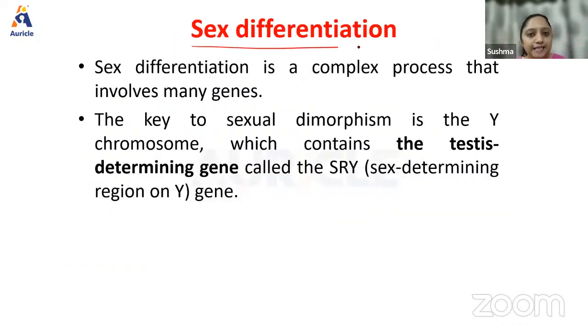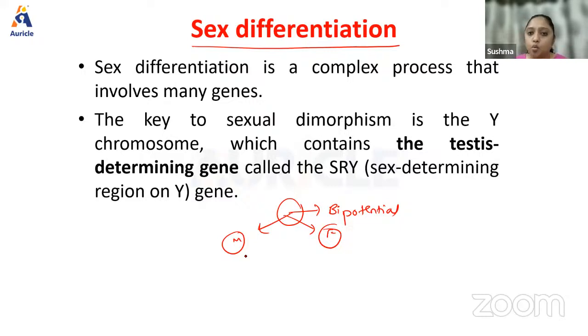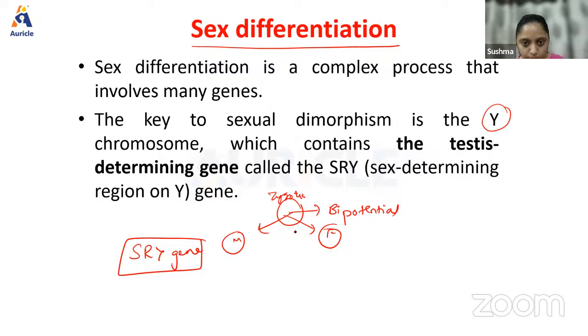Now, let's look at how sex differentiation actually takes place. I told you the embryo that is formed is bipotential, correct? It can either become a male or a female. What decides that a particular zygote becomes a male or a female? The Y chromosome. In the Y chromosome, there is a gene called the SRY gene, the sex determining gene. The SRY gene decides the sex of the baby. If the Y chromosome is present, it is a male fetus. If the Y chromosome is absent, it is a female fetus. As simple as it gets.